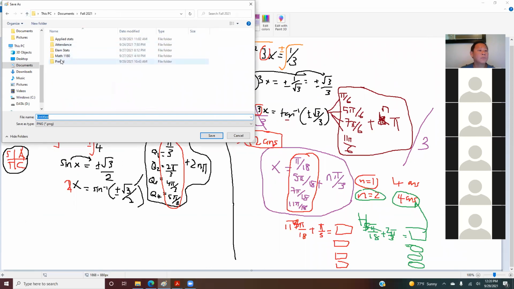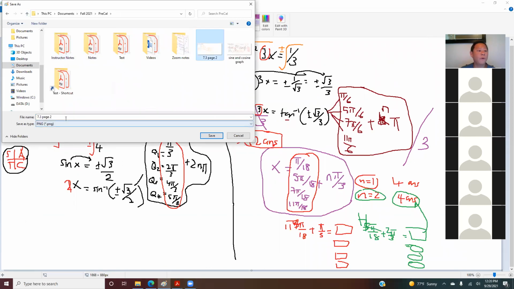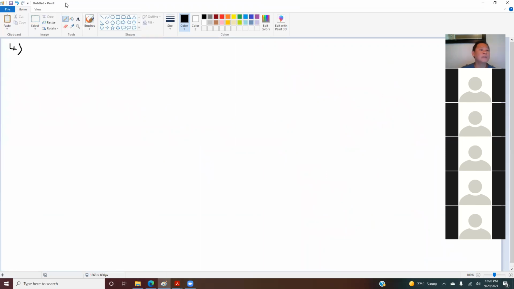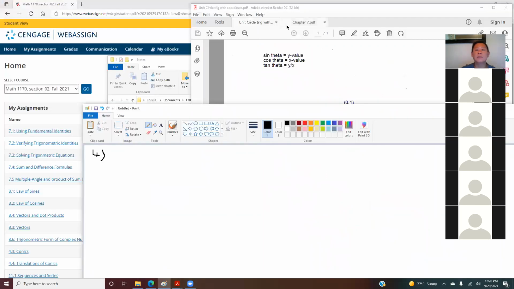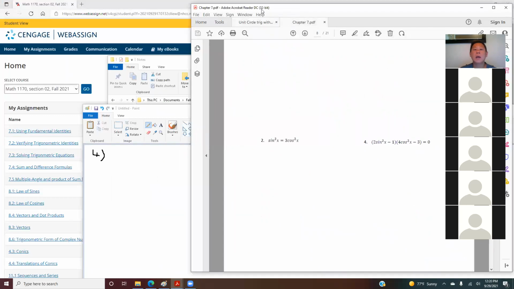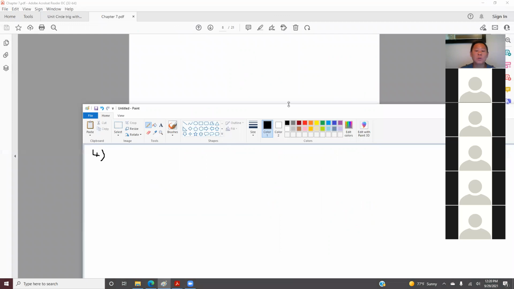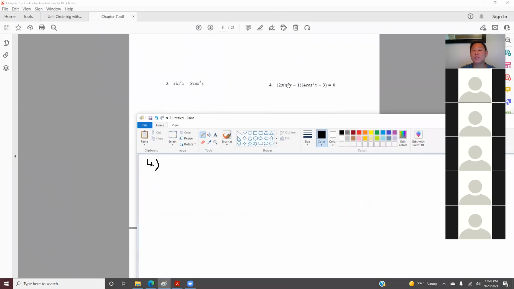Okay, so next we're going to talk about number 4. Question 4 in this section is asking us to do this. Now, when you look at this, it has already been factored for us, so you do not need to change everything into sine and cosine because it already equals 0. What you do in question number 4 is set each one of these equal to 0. It's like factoring, and this has been factored.